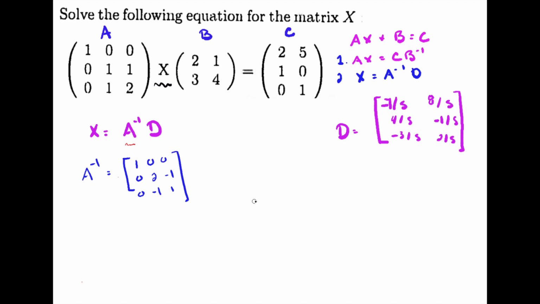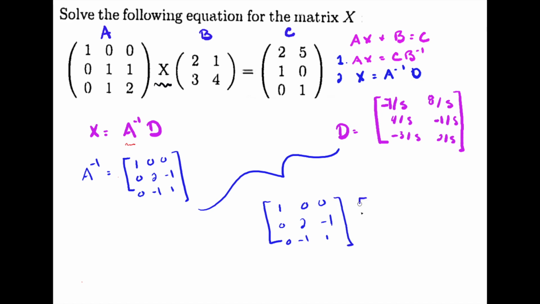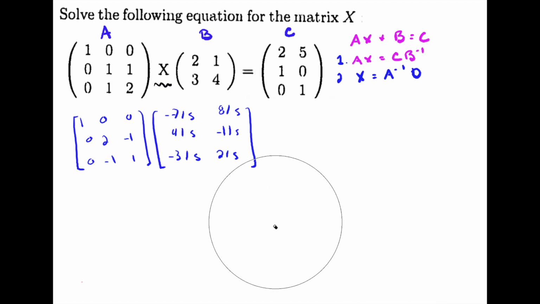Now the last step is just to solve this equation. X is equal to the inverse of A times D. So let's have the inverse of A, which is, as you just saw, 1, 0, 0, 0, 2, negative 1, 0, negative 1, 1, multiplied, matrix multiplication, by negative 7 out of 5, 8 out of 5, 4 out of 5, negative 1 out of 5, negative 3 out of 5, and 2 out of 5. So I just moved it up here because we're going to need some room.